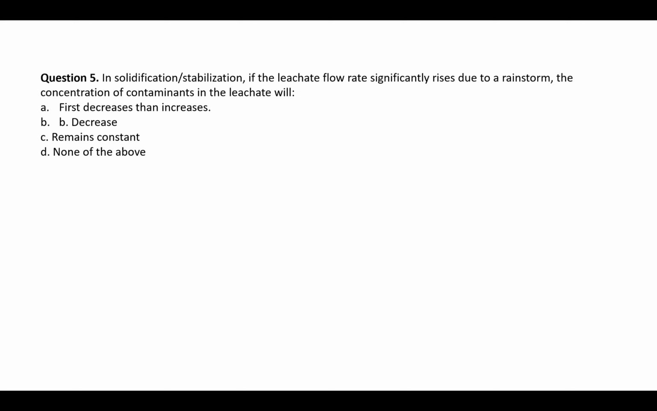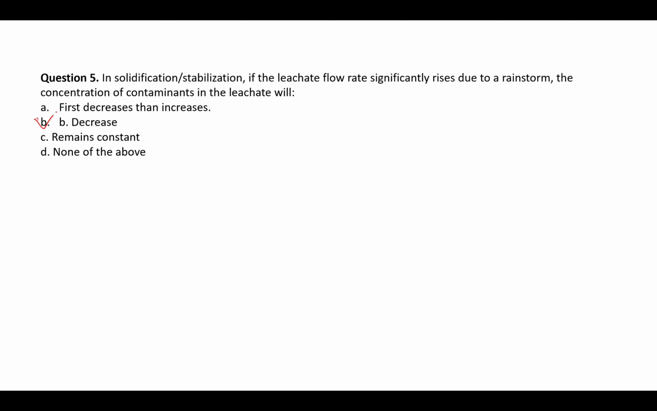So A is not the correct answer. If there will be a rainstorm, then there will be a high volume of water which will come in contact with the pollutant, and this water will not have sufficient retention time, or the contact time with the pollutant will be very, very less, so the concentration of the contaminant will decrease. So B is the correct answer.